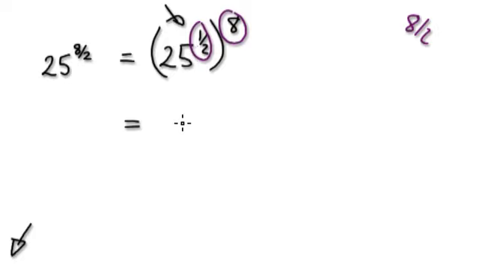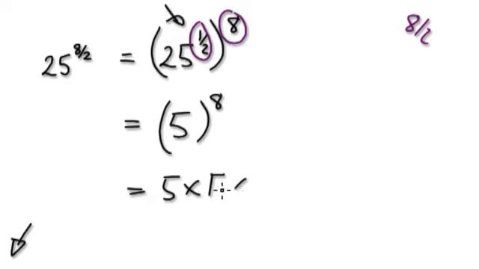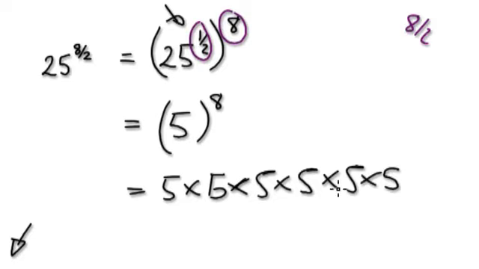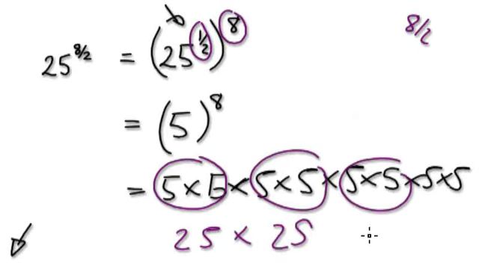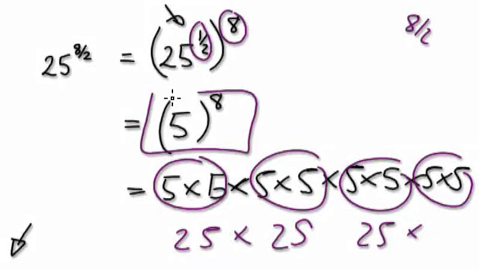What's the square root of 25? It's 5. So 5, and then don't forget we still have to power it to the 8. So this means 5 times 5 times 5, 8 times. So merge these two, that would be 25 times 25 times 25 times, and so on.